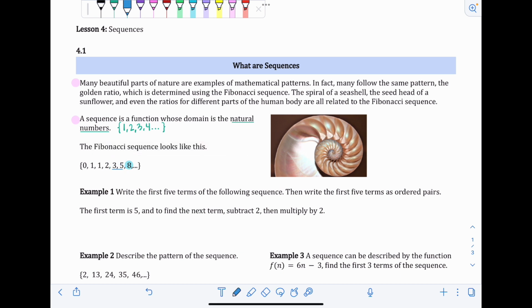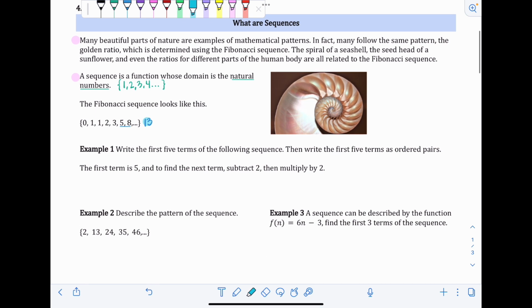So that means to get the next number in the sequence, because it does go on forever, we would have to add these last two numbers, the 5 and the 8. So 5 plus 8 is 13. If we're asked to find the next number, it'd be 13, because we're adding 5 and 8.